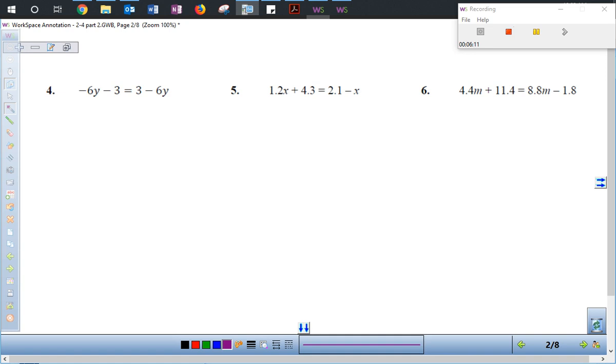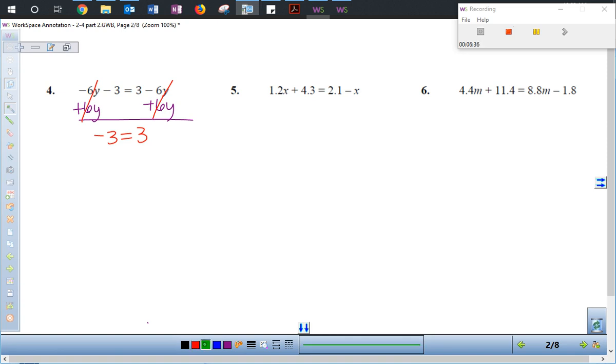On number 4, I want to get all of my variables onto one side and all of my constants onto the other. So I have a negative 6y here and a negative 6y here, so I'm going to add 6y to each side. And when I do that, on the left side, it'll cancel out and leave me with negative 3. On the right side, bring down that 3, and this will cancel out.